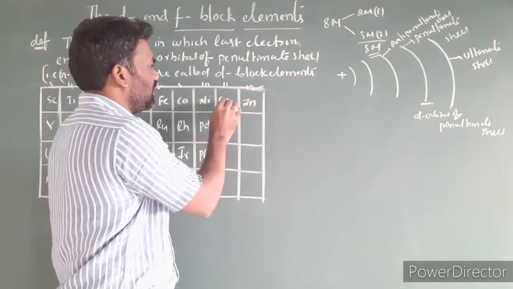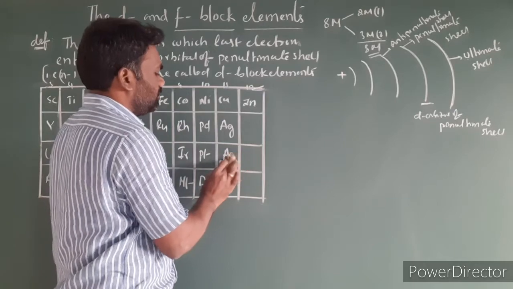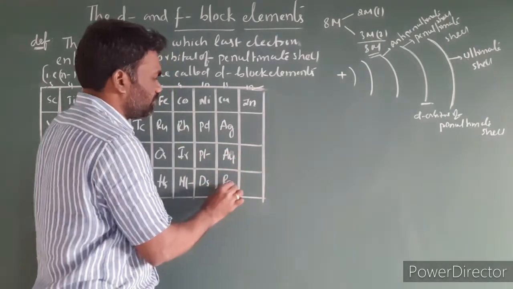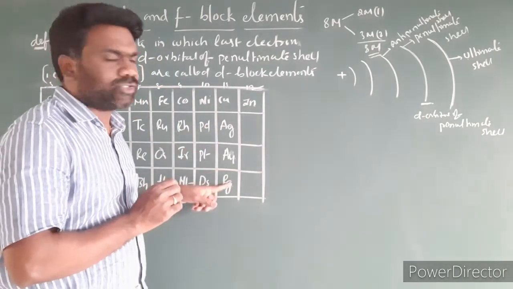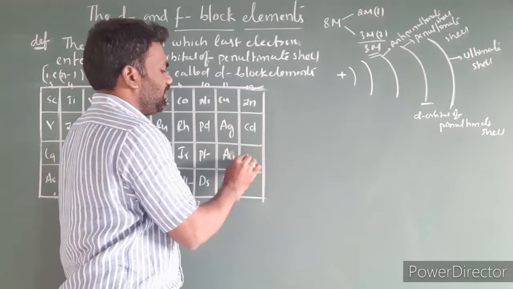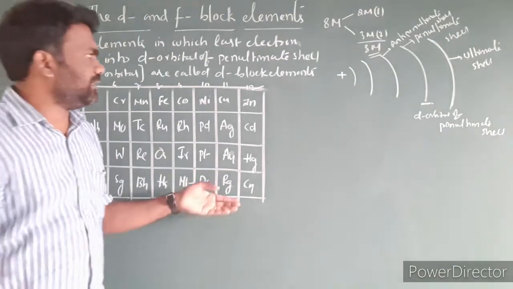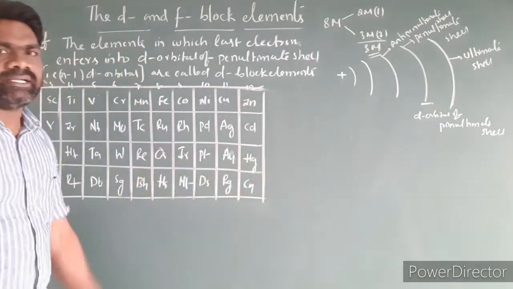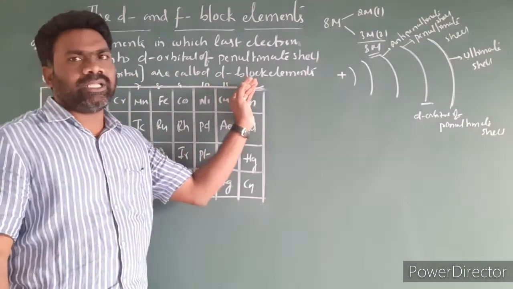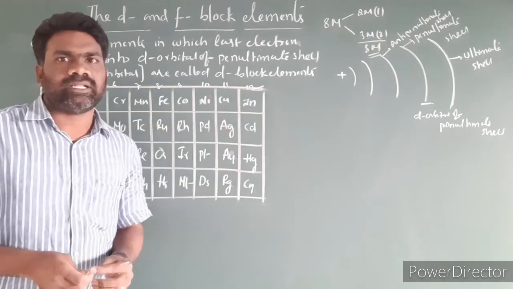Next, the elements in the 11th group: copper, silver, gold, and roentgenium. The elements in the 12th group are zinc, cadmium, mercury, and copernicium. So all these are the D block elements. The elements from the third group to the 12th group in the periodic table belong to the D block.